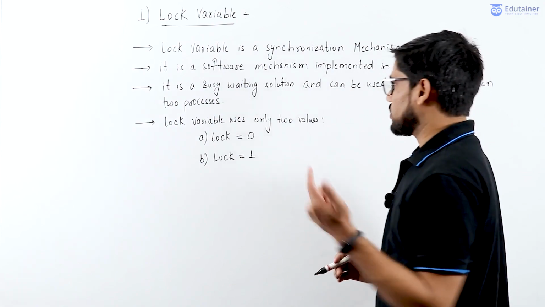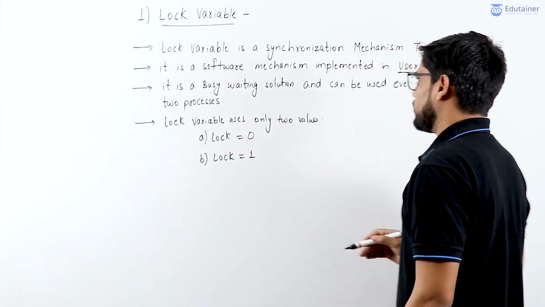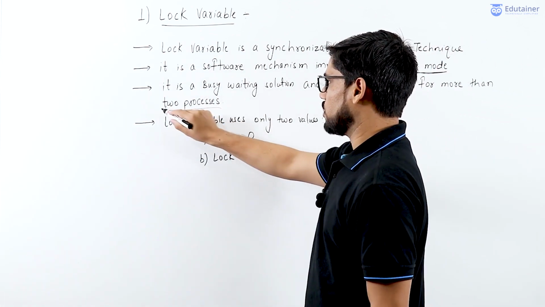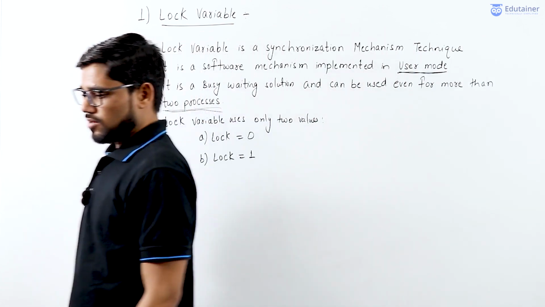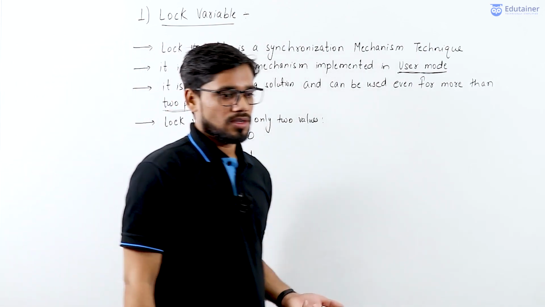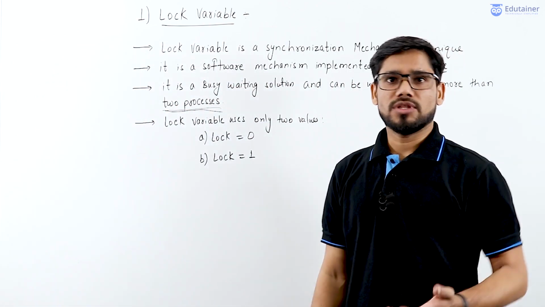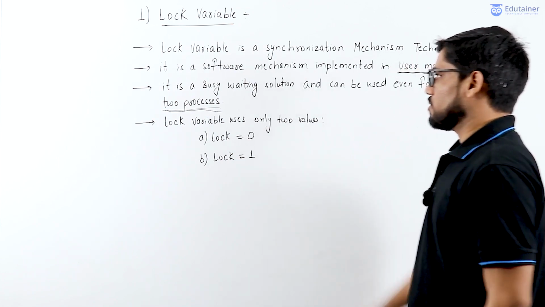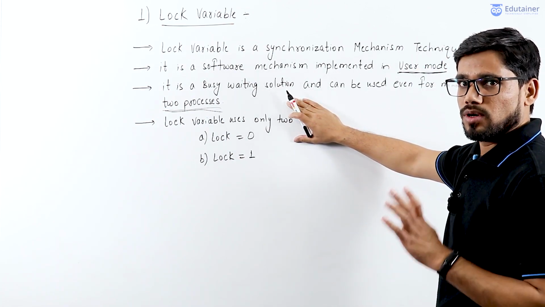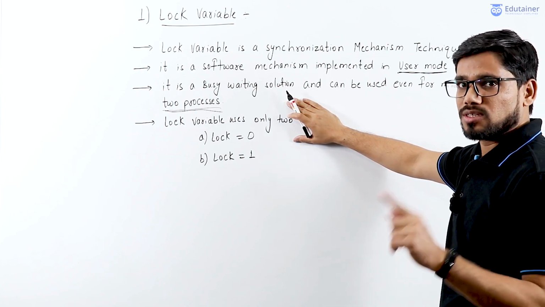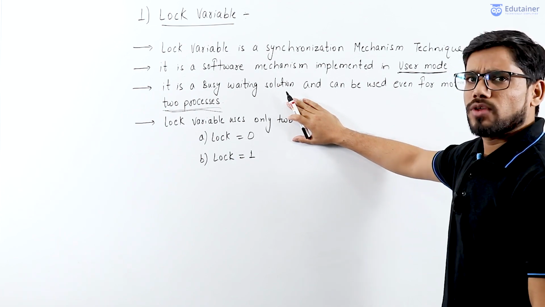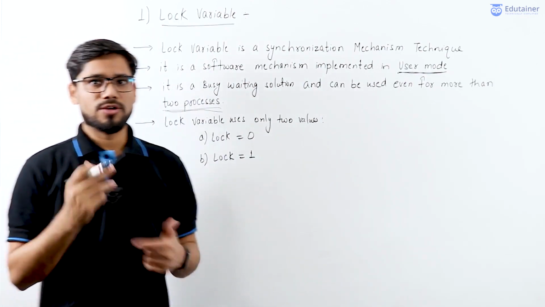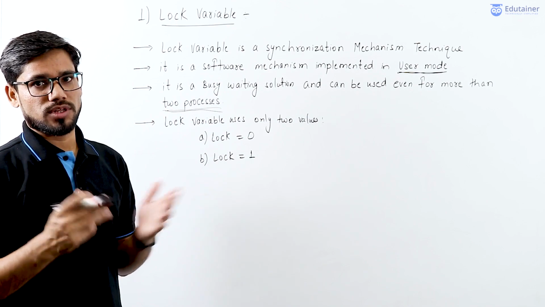It is a busy waiting solution. I already told you I will first discuss all the busy waiting solutions. So it comes under busy waiting solutions, and it can be used even for more than two processes. What does that mean? It is not necessary that only two processes want to communicate with each other. Sometimes more than two processes want to communicate and share information across them. So lock variable solution is suitable for those cases where the number of processes is greater than 2. Most of the time we only consider solutions implemented for only two processes, but here you can implement it with more than two processes.